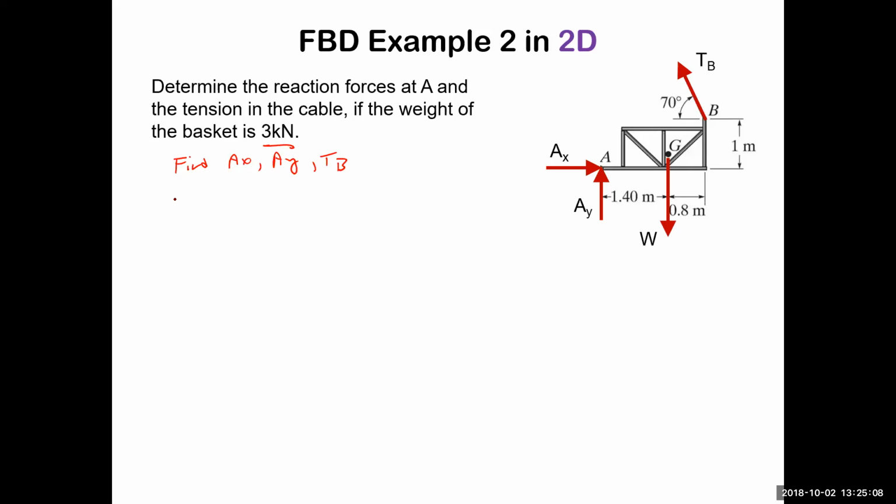So in this case, let's start with the sum of the Fx's equal to 0. And that's going to give us Ax minus TB cosine of 70 degrees, right? Because that's the x component of TB pushing back at Ax, right?